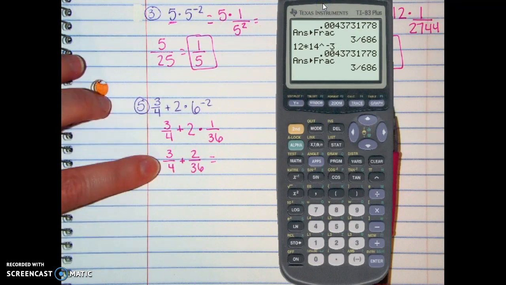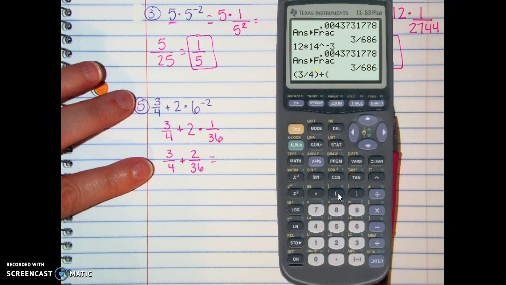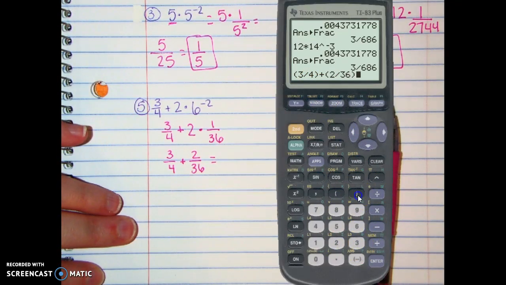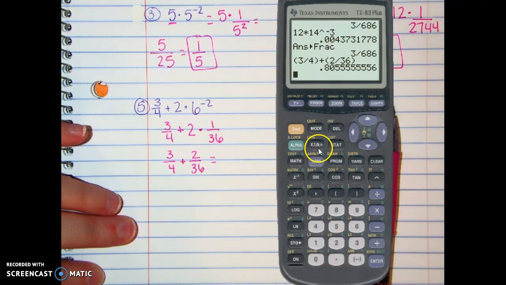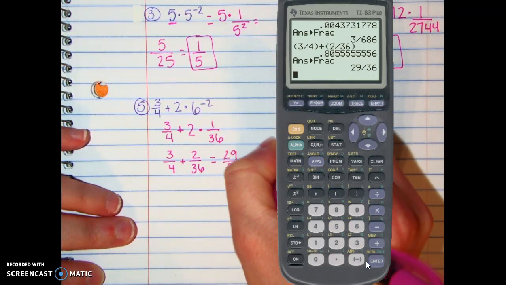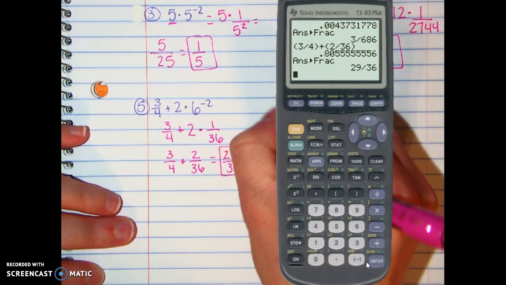If you remember how to add fractions, you can do that. You need a common denominator, or to save time, you can just do it on the calculator. So 3/4, remember you have to put it inside parentheses in its division. So 3 divided by 4 plus, and then inside parentheses put 2 divided by 36. Okay, and then math, enter, enter. So this becomes 29/36, and I can't reduce that down any farther, so there is my answer.